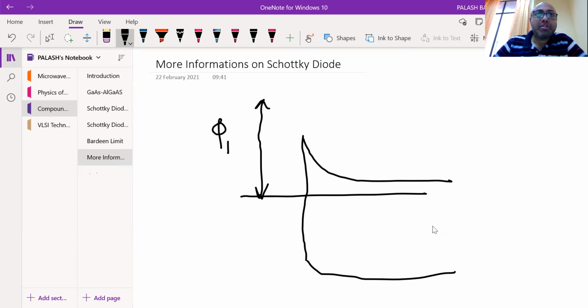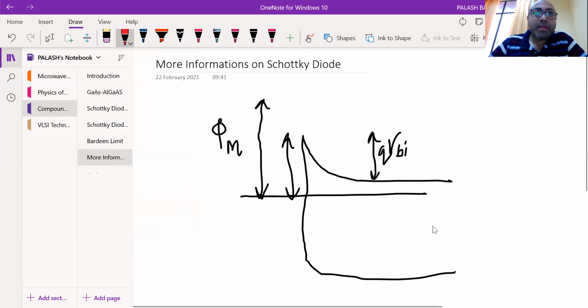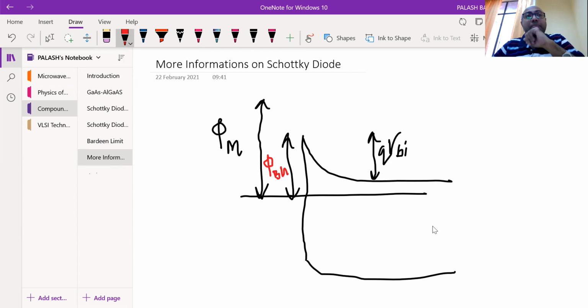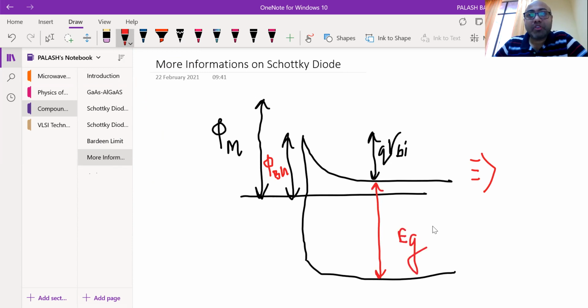Can you remember, this is what we called phi m. This is BBI or QBBI, because if it is energy, this is my phi n, right? And the important part is that this is what we have described. So this is EG.